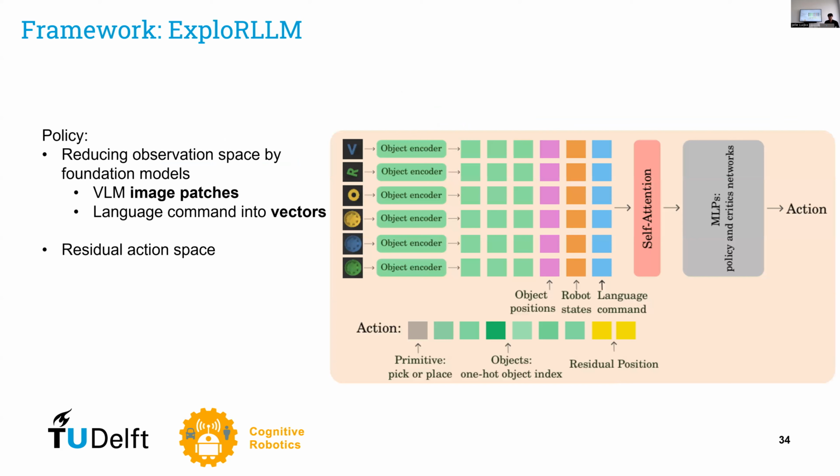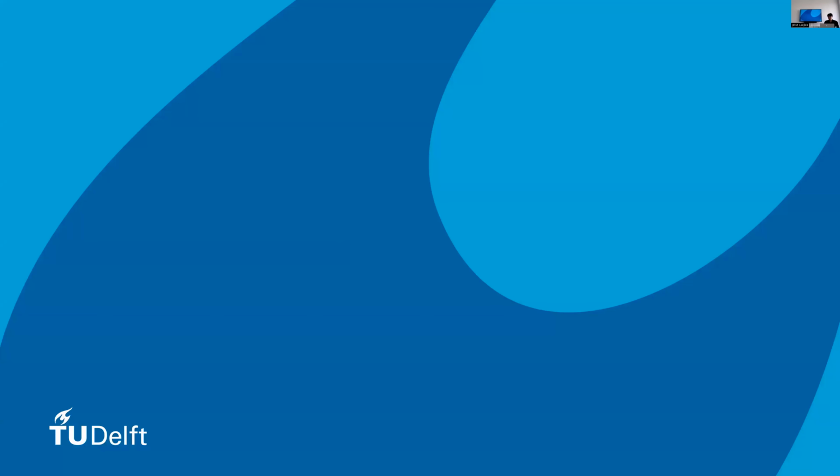And for our policy network, we first put the image crops into an object encoder, and then concatenate them with the object positions, robot states, and language command into a sequence of vectors. It then goes to self-attention layers and some MLPs, which are the policy and critic networks of the reinforcement learning. Then it will output an action. And the whole network is trained based on the reward from the environment. I will now introduce the detailed implementation of our work.